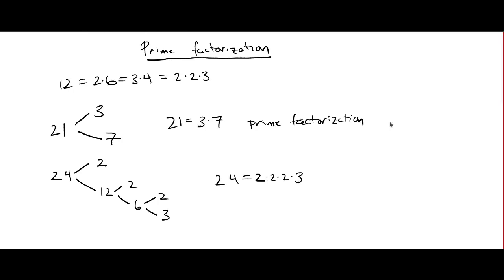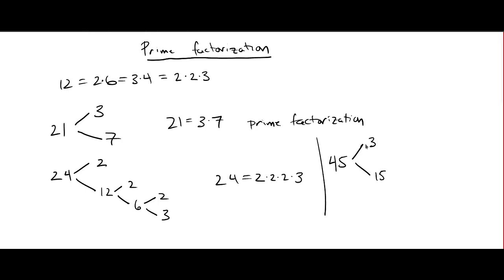And let's do one more. Let's look at 45. So can we factor 45 into primes? Well, it's 15 times 3. 15 times 3 is 45.